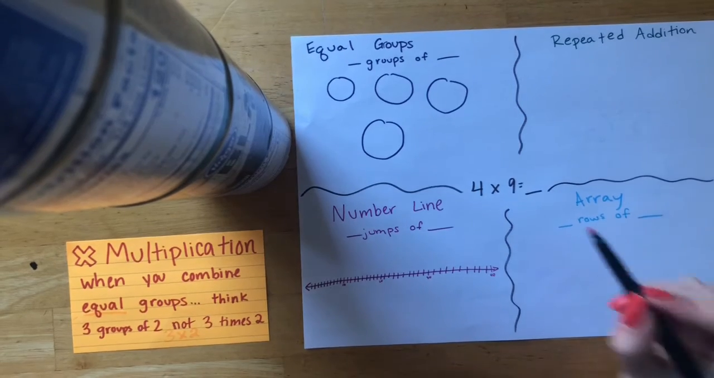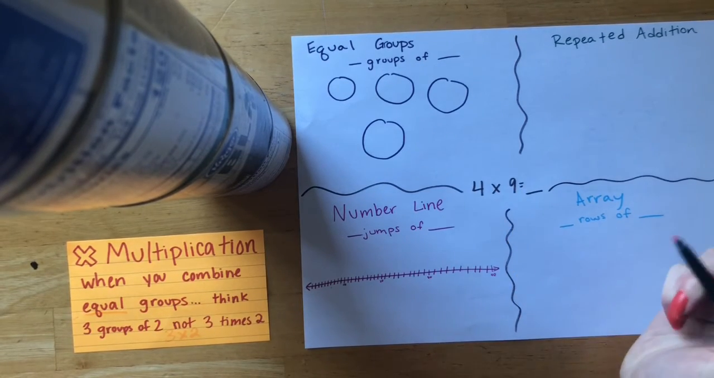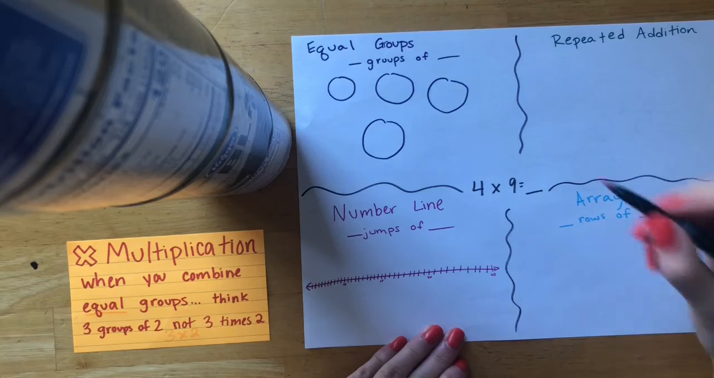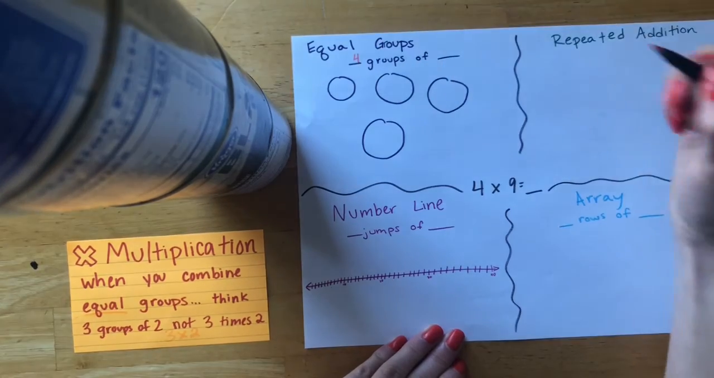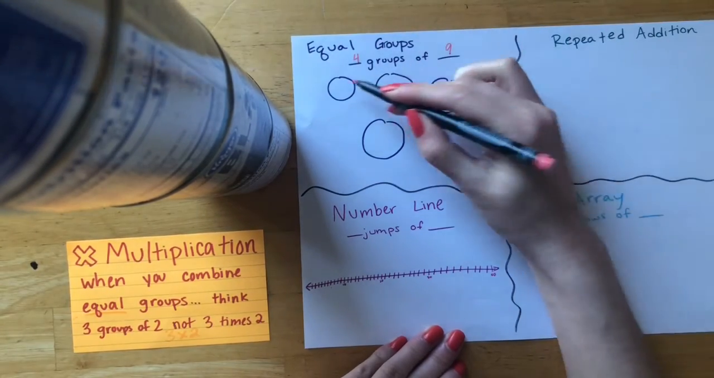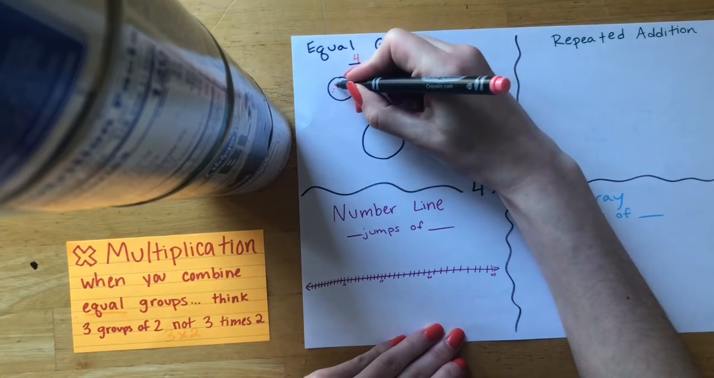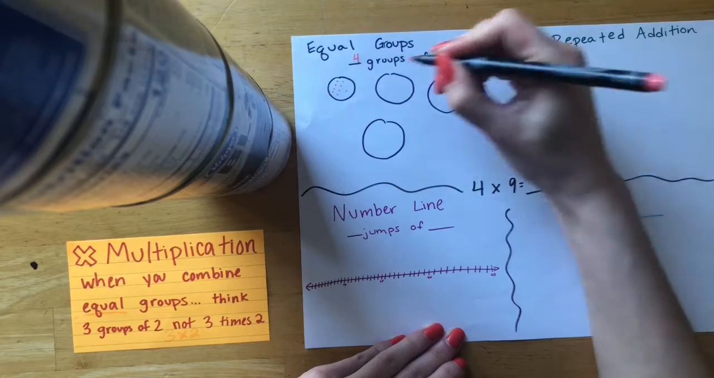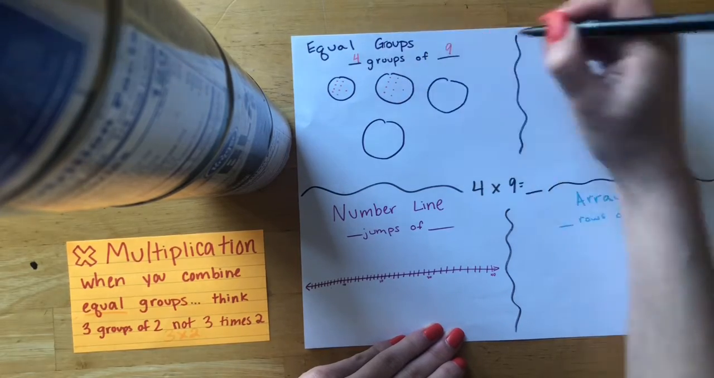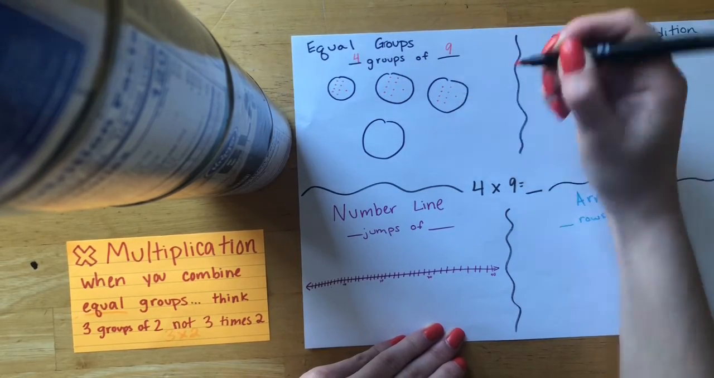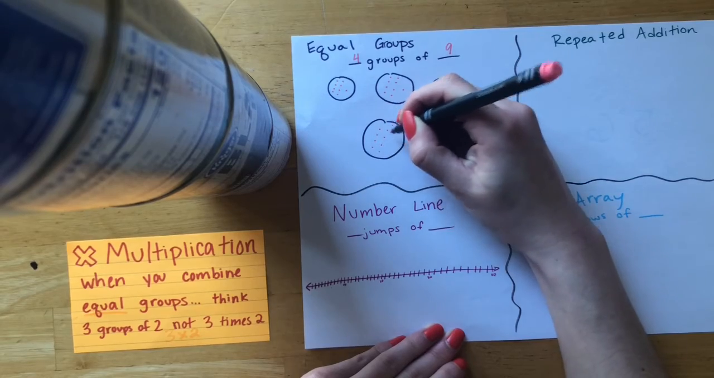All right, this problem is 4 times 9. If I'm doing equal groups, I would say 4 groups of 9. So I already have my 4 groups drawn, and I need to put 9 in each group. 1, 2, 3, 4, 5, 6, 7, 8, 9. Each group gets 9.